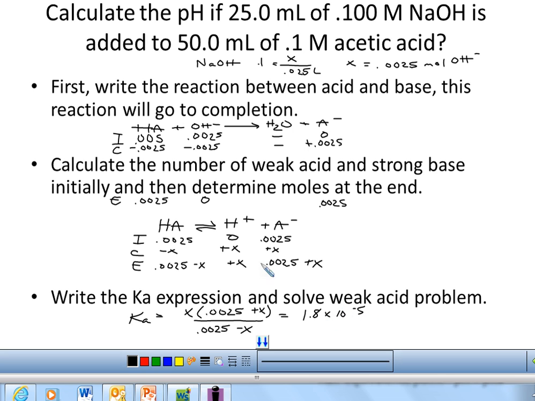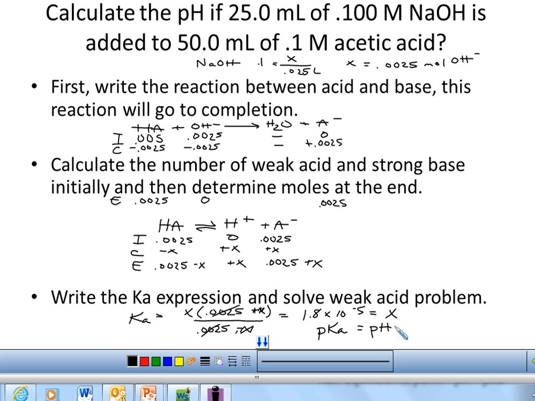And when I solve this, I'm going to say that the x is much, much smaller than the 0.0025. 0.0025 can reduce out, and I find out that my x is equal to my Ka, or 1.8 times 10 to the negative fifth. Another mathematical expression that would relate to this is the pH is equal to the pKa.